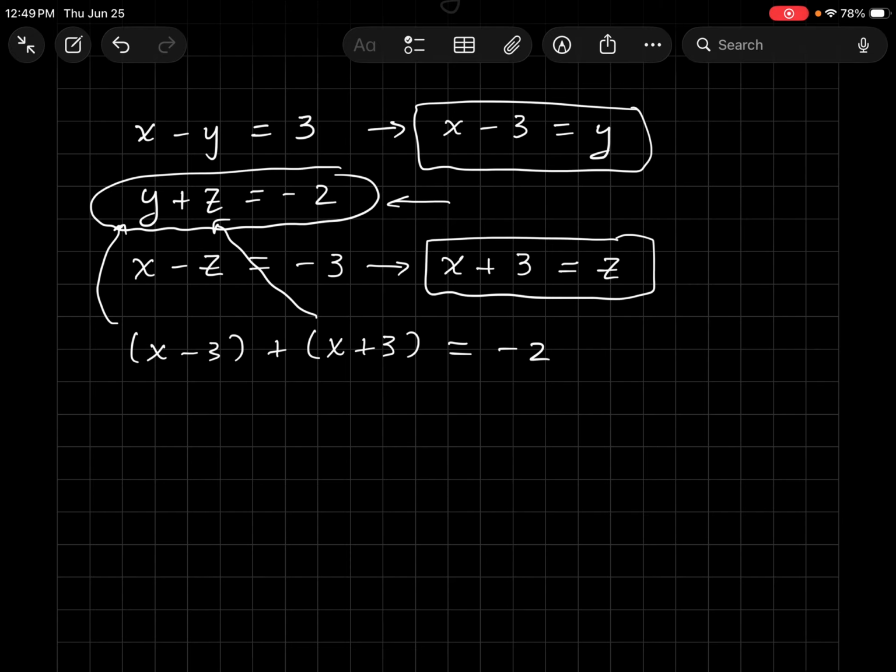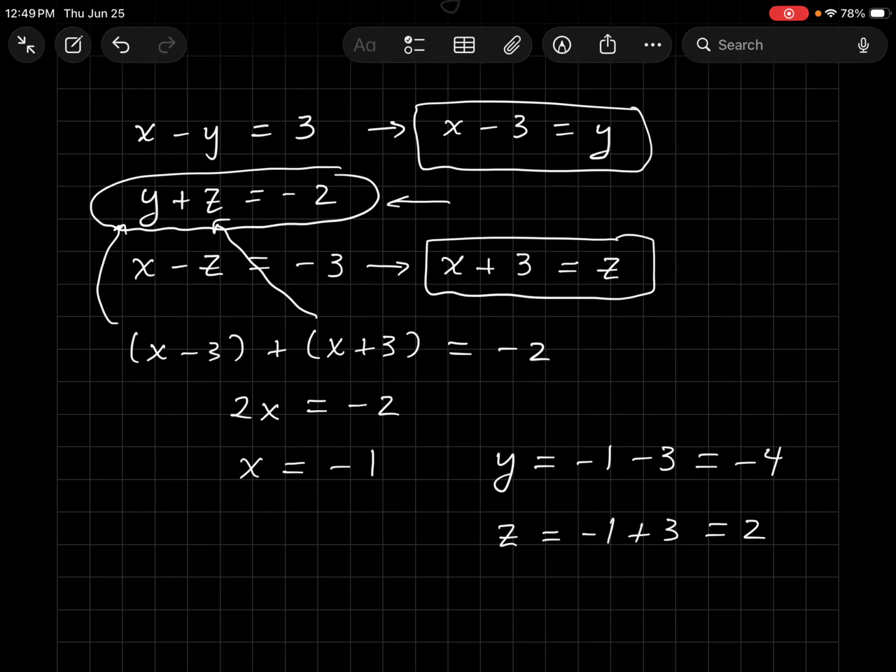And now I have an equation with only one variable, which says 2x minus 3 plus 3, or 0, equals negative 2, which gives me x equals negative 1. Can I easily solve for y and z? Of course. y equals x minus 3, but x is negative 1, so y is negative 4. z equals x plus 3, but x is negative 1, plus 3 equals 2. And I get the solution negative 1, negative 4, and 2. x, y, and z.